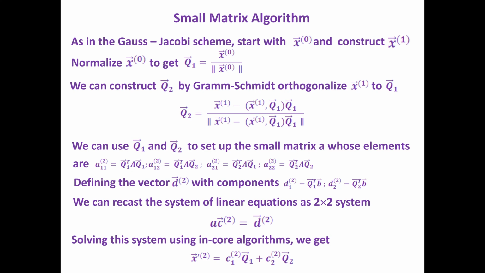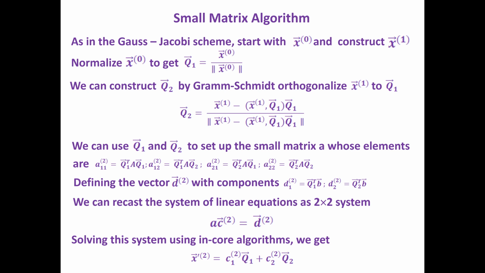So now you have two vectors Q1 and Q2. When you have two vectors Q1 and Q2, you can set up a 2 by 2 matrix. So when you set up the 2 by 2 matrix, then you'll see that my equation AC equal to B can be represented as A2 C2 equal to D2, where D2 components are D21 is Q1B, D22 is Q2B. Okay, and A itself is a matrix which is A11 is Q1 A Q1, A21 is Q2 A Q1, etc., etc. And then you have the set of equations which is only 2 by 2 equation, almost very similar to the Lanczos case where you had a small matrix equation for the eigenvalues.